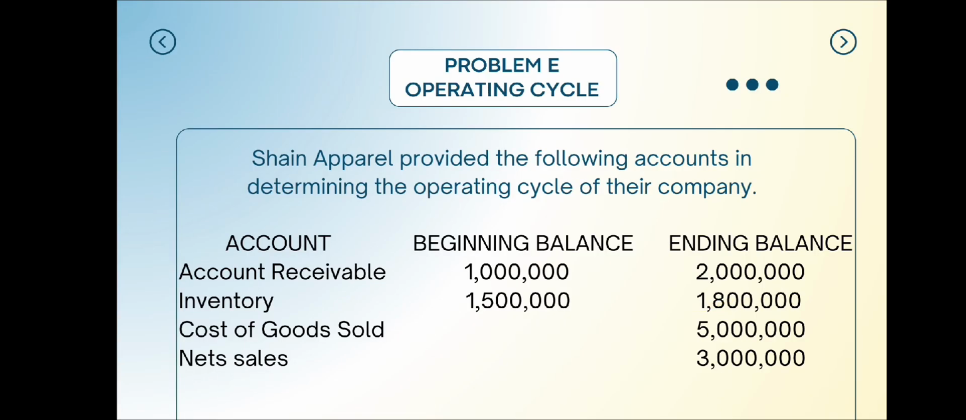Last but not the least, the sample problem for operating cycle. Shine Apparel provided the following accounts in determining the operating cycle of their company. Accounts receivable, beginning balance 1 million, ending balance 2 million. Inventory, beginning balance of 1.5 million and an ending balance of 1.8 million. Cost of goods sold 5 million and net sales of 9 million.